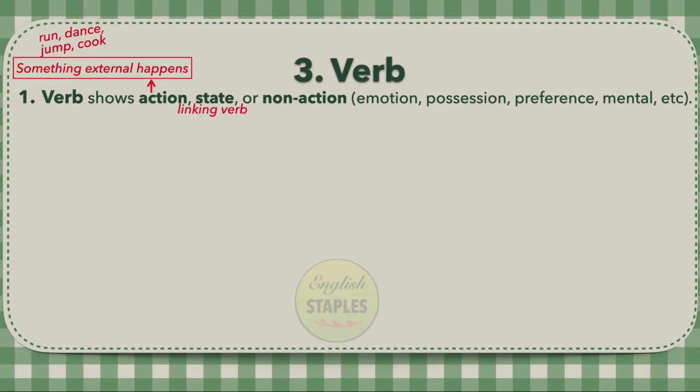Then we have stative verb or linking verb. For example, appear, seem, become, be. With these verbs, there's no action, there is no event, nothing happens. They describe a state or a condition.